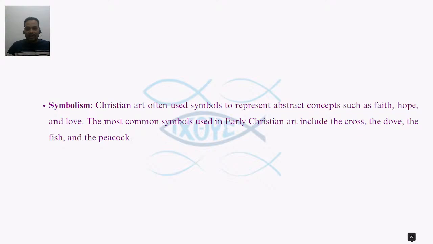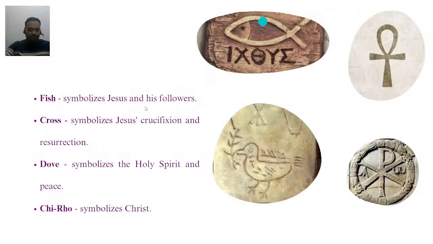So as you can see, the first symbol here, the fish, symbolized Jesus and his followers. Although it is not very relevant now, because it was a very initial time, the artists made this symbol to show Jesus and his followers, right?